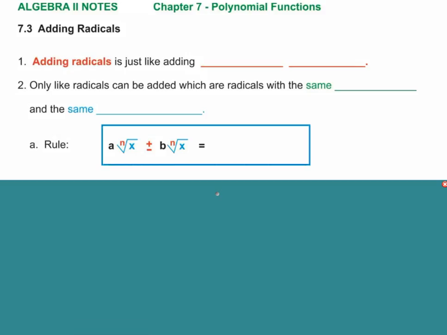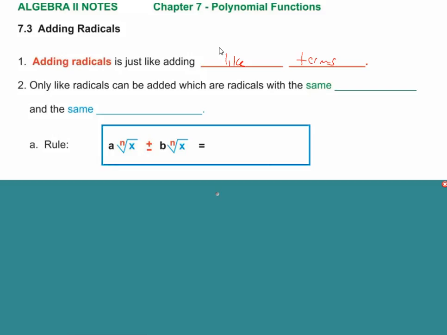Okay, 7.3, adding radicals. Semi-easy lesson, but a couple quirks, couple tricks that you've got to put in play. Done these before. When you think about adding radicals, just think about adding like terms. That's the concept. Adding like radicals is exactly like adding like terms. The radical is the same as the variable.